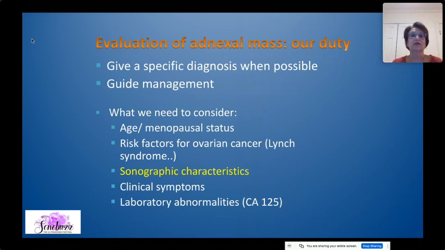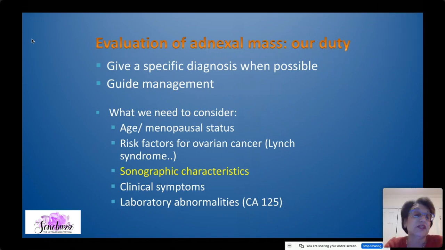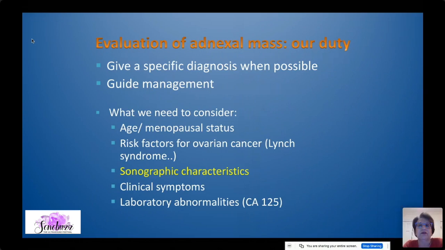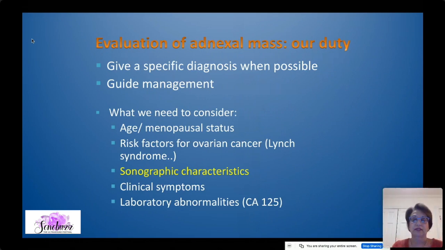And what we need to consider, in addition to, of course, the sonographic characteristics, is the age and menopausal status of the woman, a potential risk factor for ovarian cancer, such as, for instance, familial history of ovarian cancer or Lynch syndrome, if there are any clinical symptoms, and also lab abnormalities such as CA125. So we really need to have a global picture of the patient.